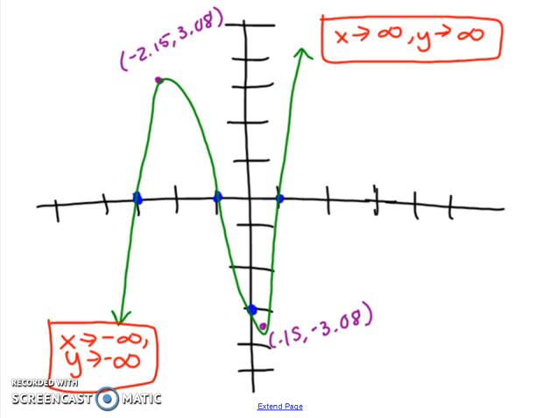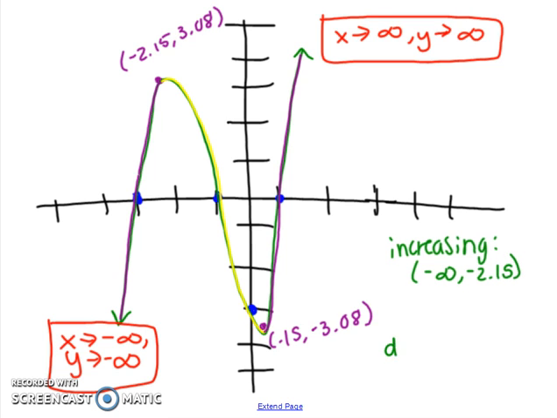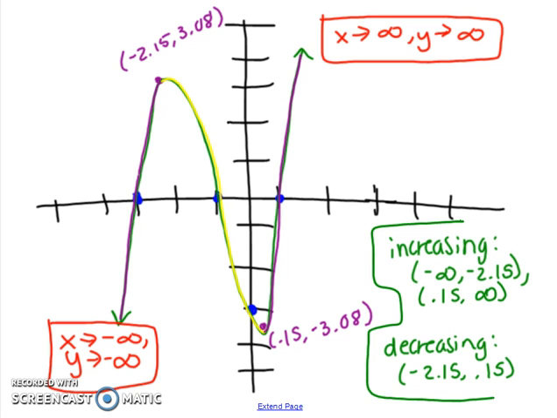So it's increasing to here. It then decreases to here. And then it increases again to here. So it's increasing from negative infinity to negative 2.15. Then it starts to decrease. So it's decreasing from negative 2.15 to 0.15. And then it's increasing again from 0.15 to infinity. And remember, we're only using the x values for increasing and decreasing. Okay, so now we put everything together, and we were able to graph it and to find all of our characteristics of the graph.